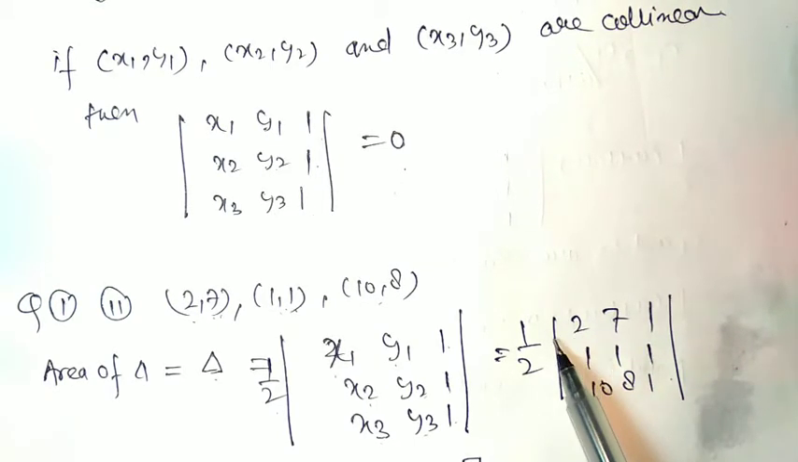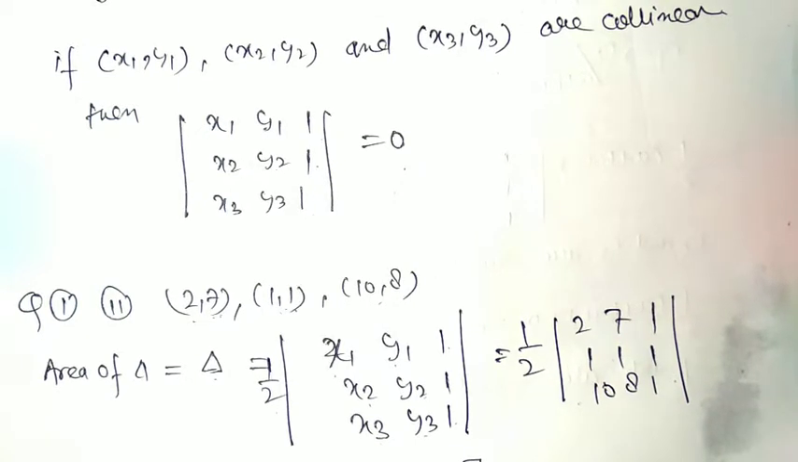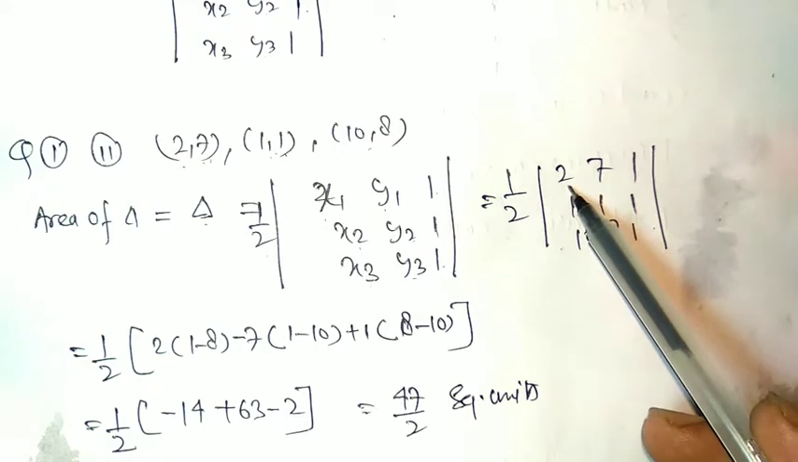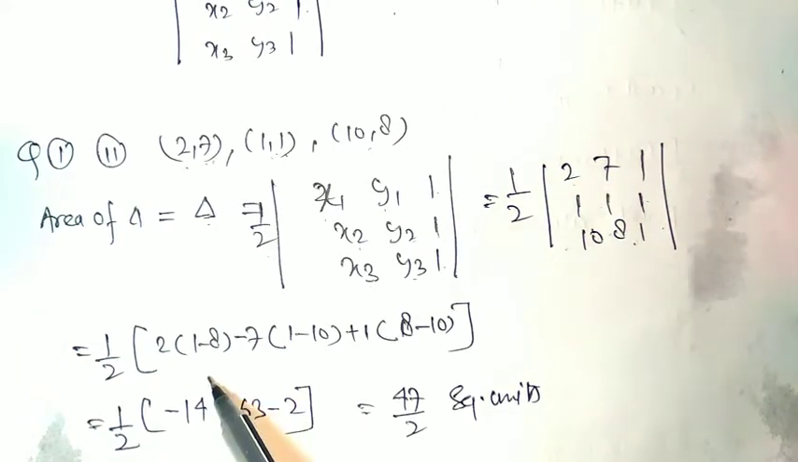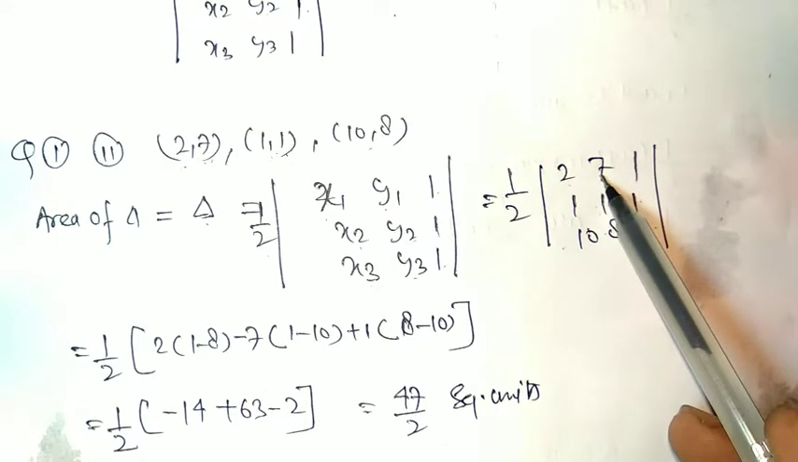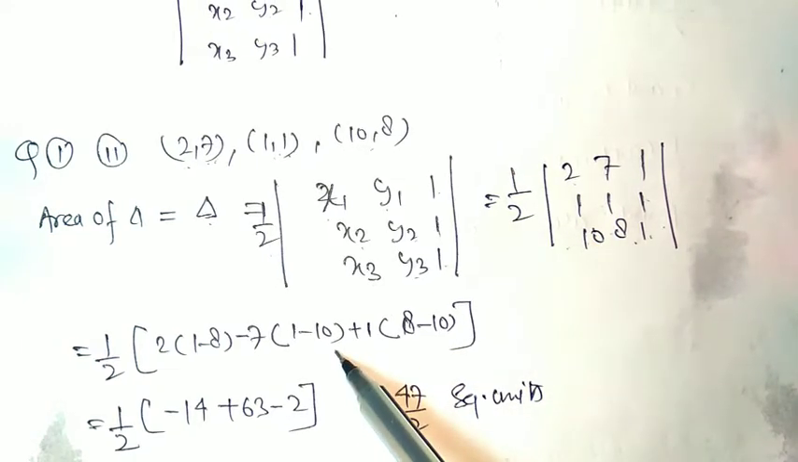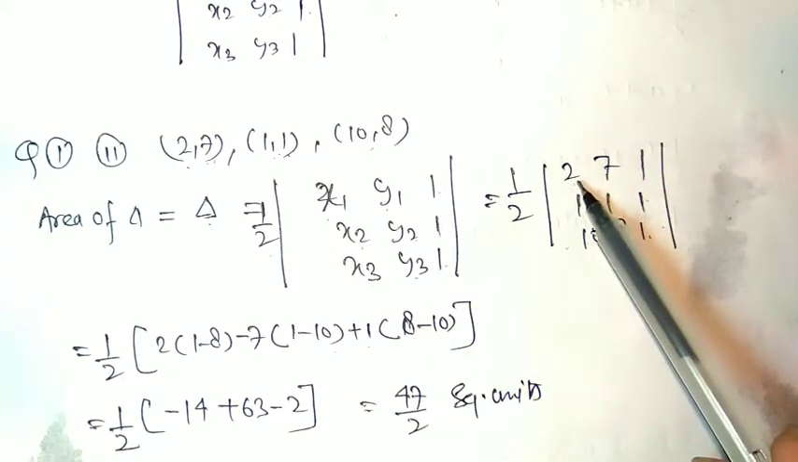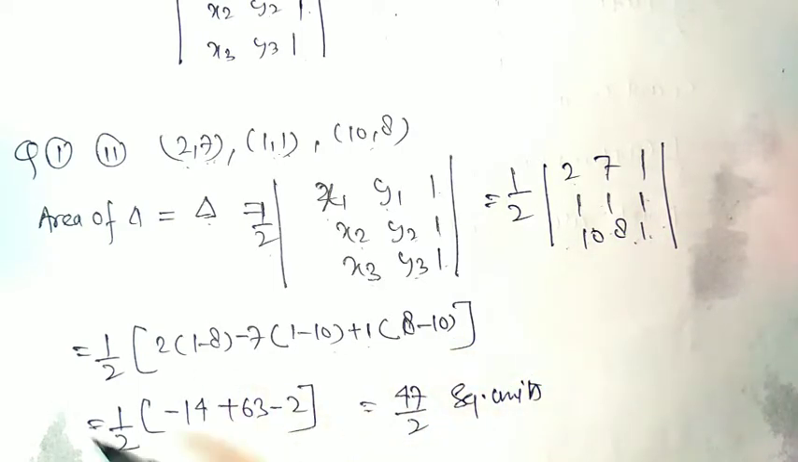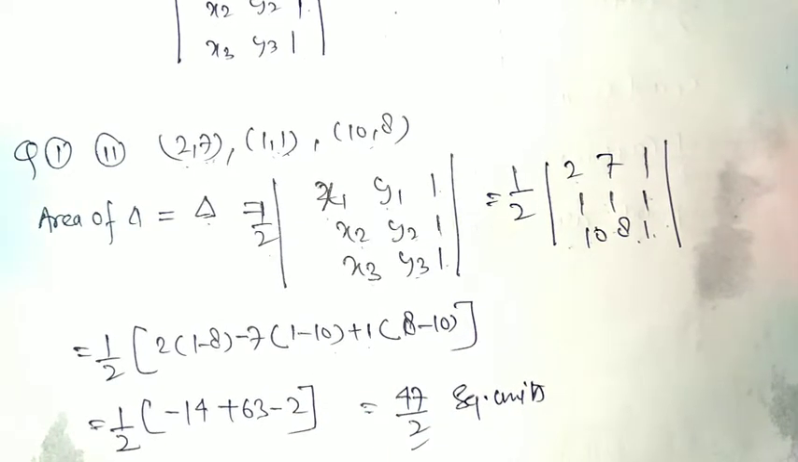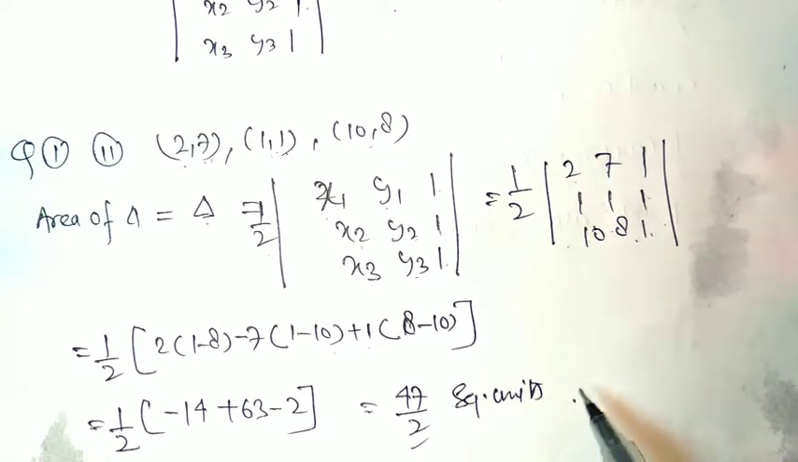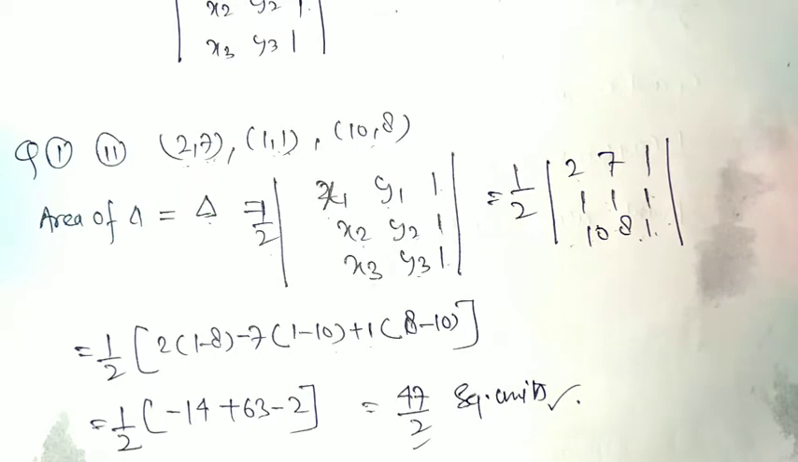Now we are expanding in terms of the first row. So we have 2 into (1 into 1 minus 8 into 1), that is 2 into (1 minus 8). Now the second term: minus 7 into (1 into 1 minus 1 into 10), and the third term is plus 1 into (1 into 8 minus 10). So 2 into minus 7, minus 14, plus 63, minus 2. So the final answer is 47 by 2 square units. We have to mention the square units, otherwise your marks will be deducted.